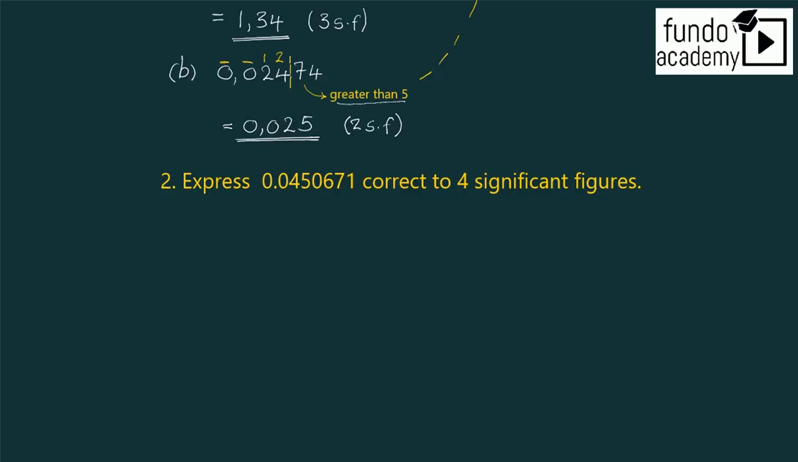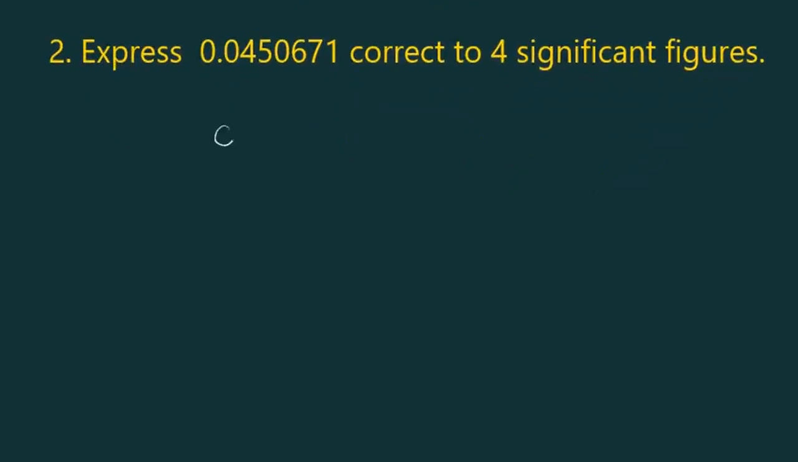Alright, so what answer did you get? We have 0.045067. We want to round that off to 4 significant figures. My solution has come out as 0.04507, and I hope you got that one correct.